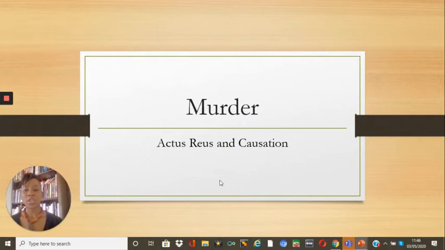To this lesson on murder, actus reus and causation. The lesson will explore the meaning of murder, and we'll also look specifically at the actus reus of murder, and we'll look at the legal principle or theory of causation as it relates to murder specifically.